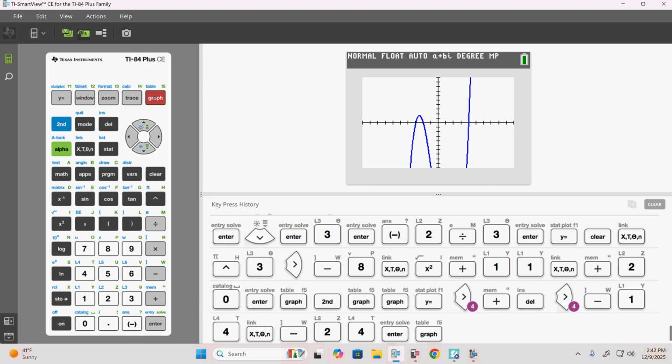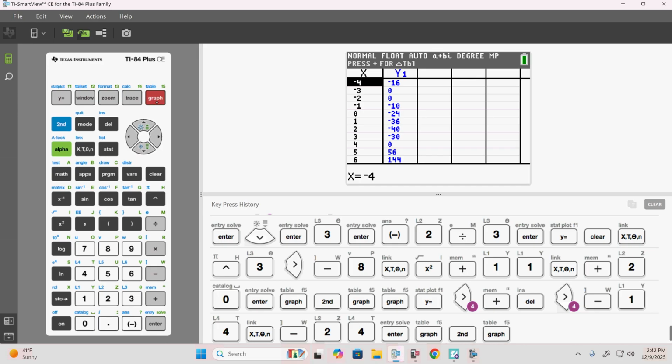All right, guys, did we get this here? We get a graph that looks like this? Now, if we want to look, we can go second graph and look at the table. And again, we're looking for values of x that make the y value be 0. Well, we have a few, don't we? Negative 3, negative 2, and 4.